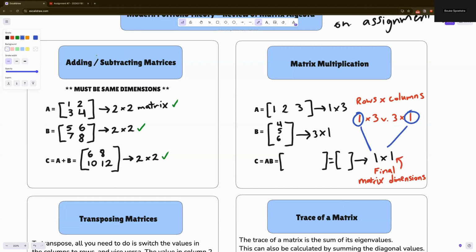So essentially, this would end up being 1 times 4 plus 2 times 5 plus 3 times 6.